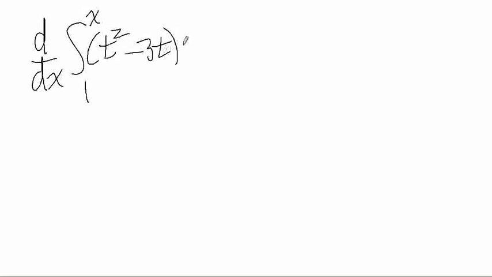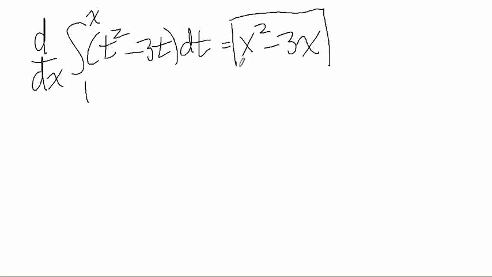Suppose you wanted to find the derivative of a function defined in terms of a definite integral, like so. Okay? So the fundamental theorem of calculus tells you that you just have to evaluate the function t squared minus 3t for t equal to x. So that'll give you x squared minus 3x. All right? Hopefully that didn't seem so bad to you.